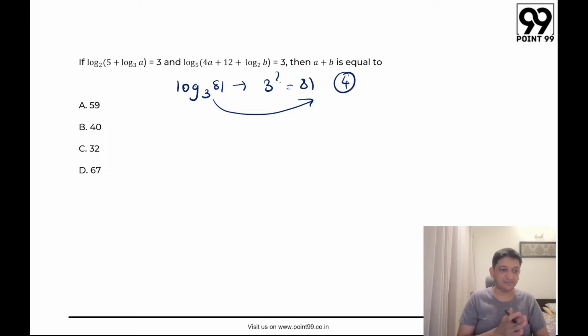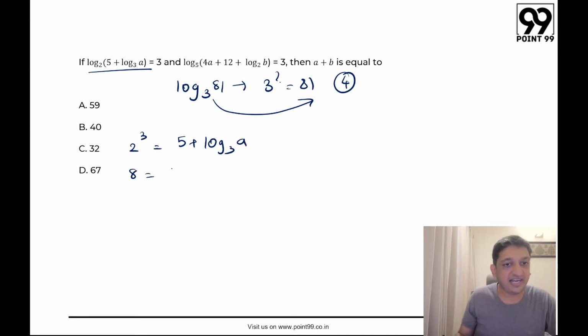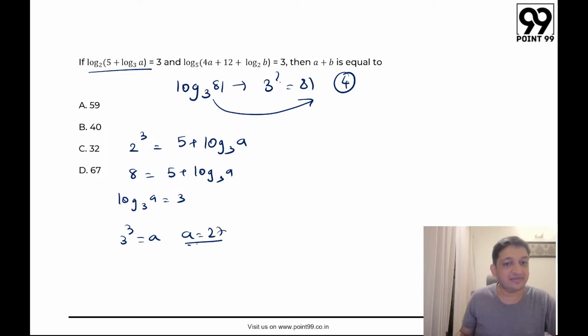Alright, so let's look at this particular question and try to solve it quickly. Log of 5 plus log of a to the base 3, all to the base 2, is 3. So from this concept, 2 raised to 3 is nothing but 5 plus log of a to the base 3. So 8 is 5 plus log of a to the base 3. That tells me that log of a to the base 3 is 3, which basically tells me that 3 cube is equal to a, or a equals 27.